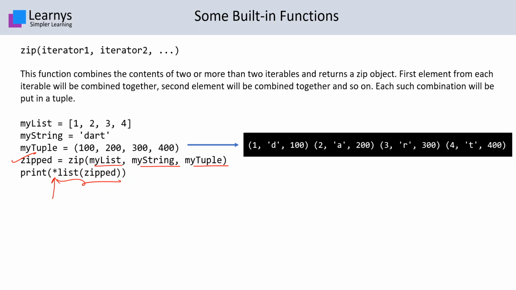So the output will be all the first elements, that is 1, D and 100. They will be put inside one tuple. The second elements 2, A and 200 will be put inside another tuple. Similarly, the third and the fourth element. This is how the iterables have been combined. All of these elements are put inside tuples inside the zipped object. This zipped object will be converted into a list and all the values of that list, that is the tuples, will be printed.